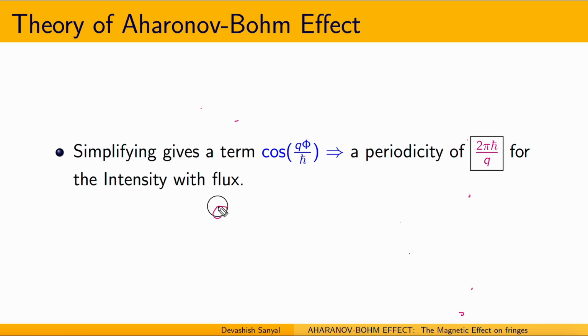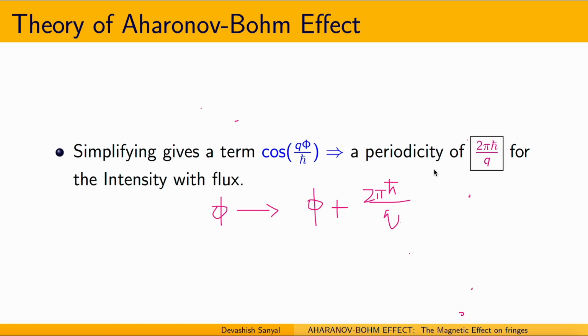So if phi goes to phi plus 2 pi h cross by q, then we can see that this cos term repeats its value. That's why we say that the interference pattern has a periodicity of 2 pi h cross by q, right?